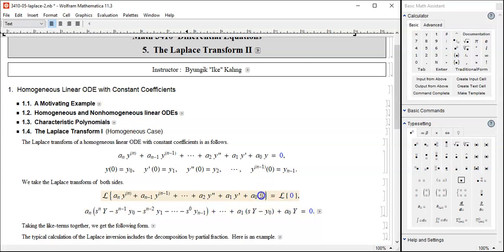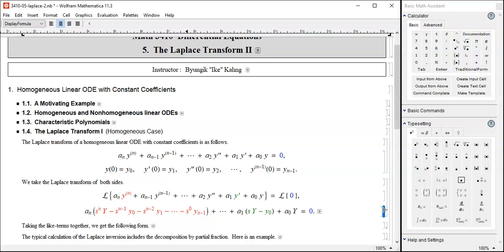And then y becomes Y, and then y prime becomes this by the input derivative rule, like this. And then y double prime, and so on and so forth. And then the nth derivative becomes like this by, again, the input derivative rule.